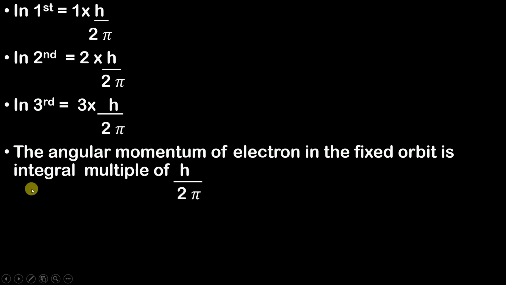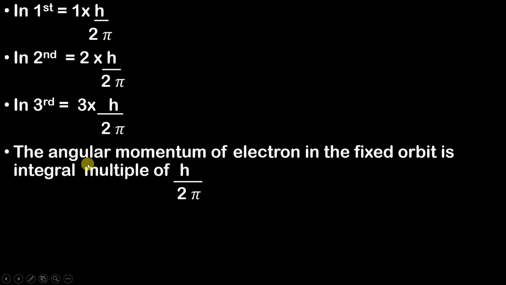Now what is the meaning of this integral multiple of h upon 2 pi? See, for finding the angular momentum of the electron in any orbit, whether it be first, second, or third, you are just changing the value of n, whereas this h upon 2 pi remains constant in all three formulas. You are multiplying h upon 2 pi by an integer: 1, 2, 3. These are your integers. Can you see anywhere decimal numbers like 2.3, 3.4? No. You are multiplying h upon 2 pi by an integer only.